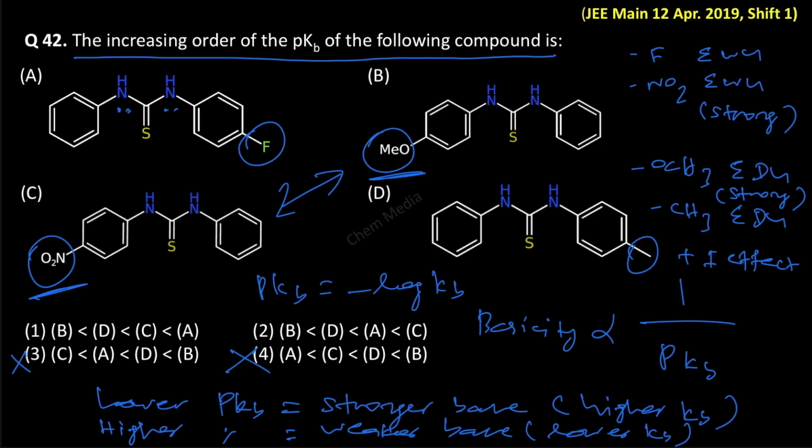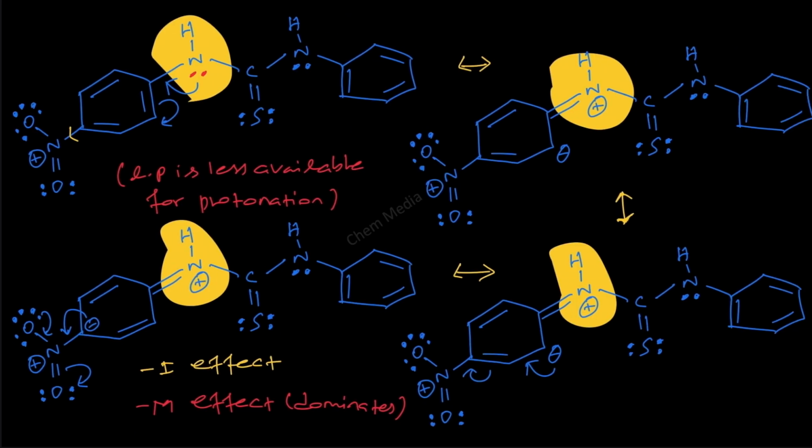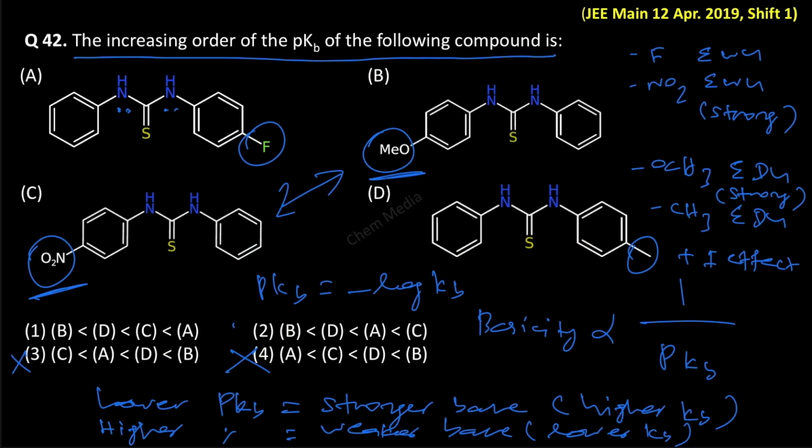And then between C and A, which one will be a weaker base? Obviously C will be a weaker base. Why? Because NO2 is a strong electron withdrawing group. We would have both a negative inductive effect as well as a negative mesomeric effect, but it is the negative mesomeric effect that dominates, due to which the lone pair is less available for protonation. So C should come last. That will have the higher pKb value. This means option 2 is correct, option 1 is wrong.